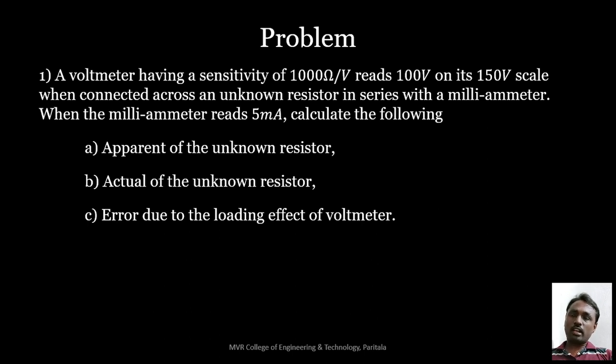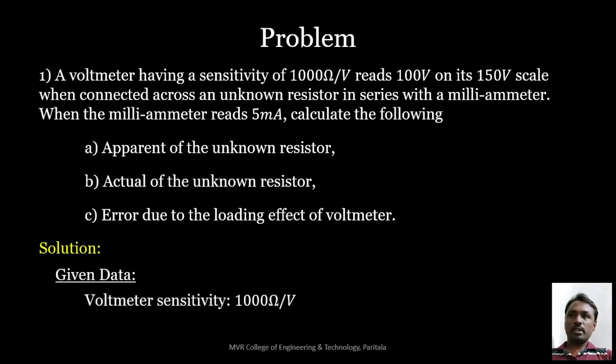So first, how can I calculate the apparent one? Before calculating this, we need to write the given data, so that we can get some formulas. If you have the given data in front of us, you may have a plan for how to calculate the above three. So first write down the given data. Voltmeter sensitivity is 1000 ohms per volt. Voltmeter reading is 100 volts. This is the apparent reading, not the actual reading. By calculating the error only, we can tell whether it was the actual reading or the apparent reading.